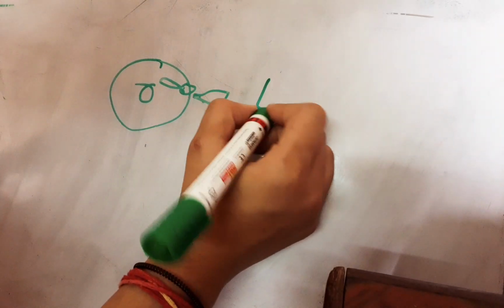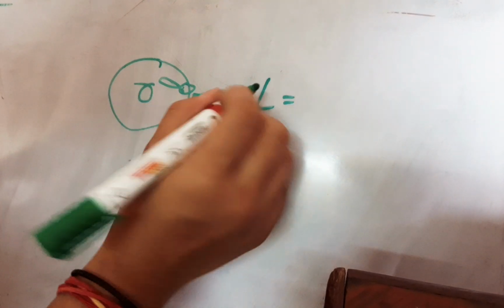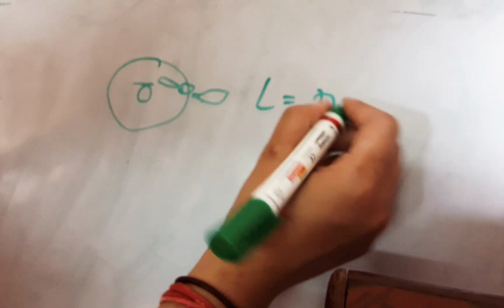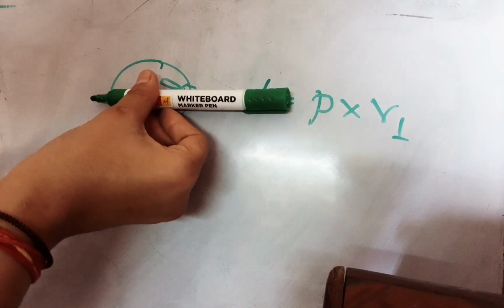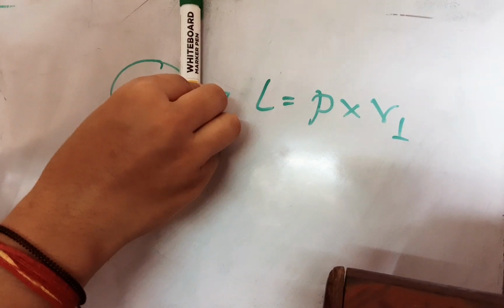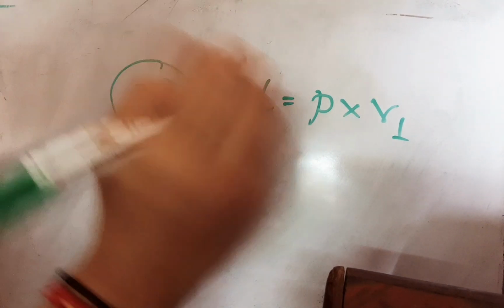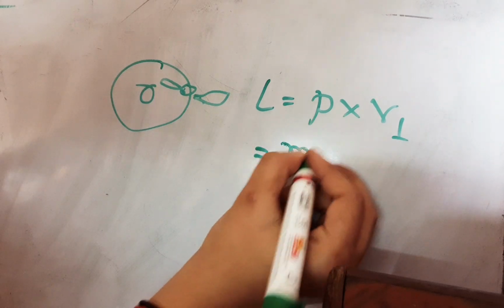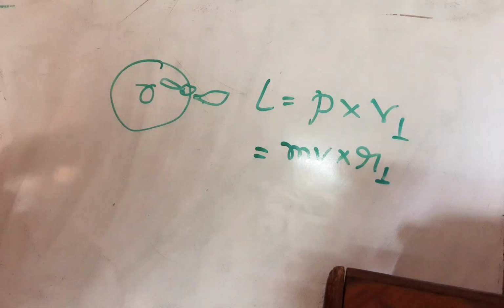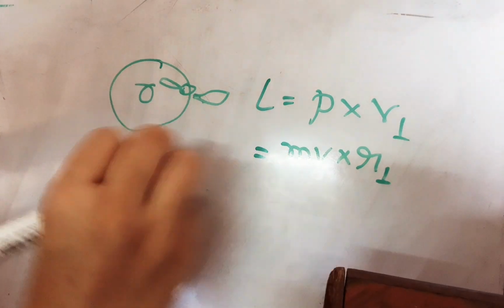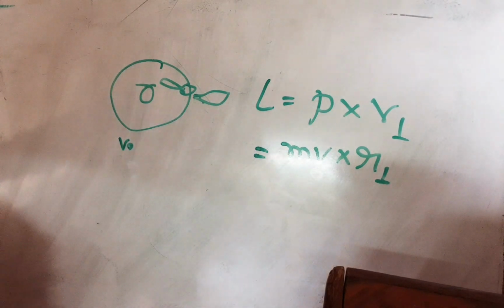So about angular momentum, one thing they will ask you. Angular momentum, I told you in my first class, is momentum into perpendicular distance. Here the perpendicular distance is nothing but this radius r, and this is the momentum direction, in the direction of velocity. So mv into r perpendicular distance. This v is nothing but your orbital velocity, v naught.